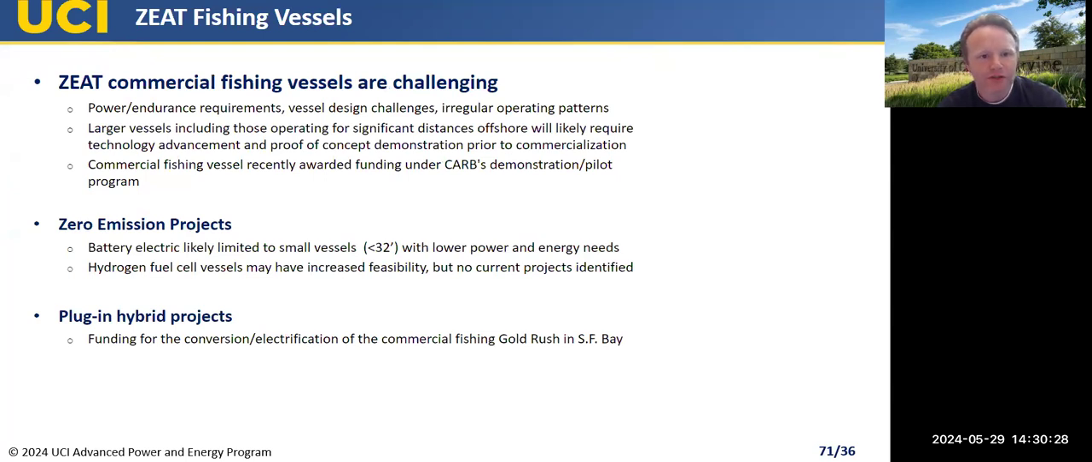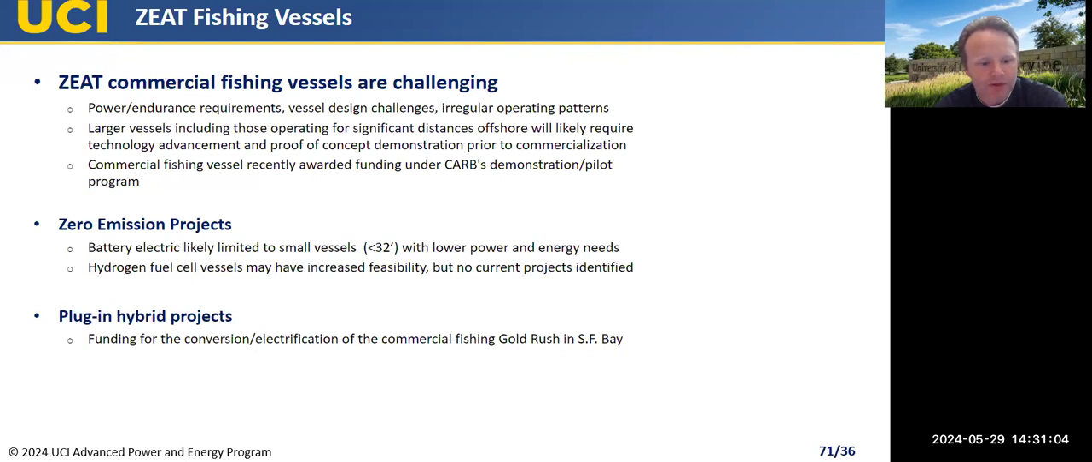So we looked at fishing vessels. That includes both commercial fishing vessels and commercial passenger fishing vessels. This is one of the really challenging vocations for ZEAT. They have significant design constraints. They're generally smaller, and they need things like live wells and space for their gear, and they typically operate with high power or transit for multiple days, some of them. So it's a tough vocation for ZEAT.